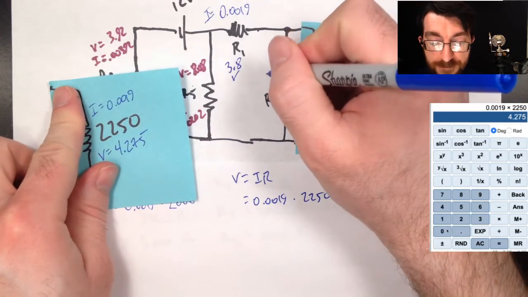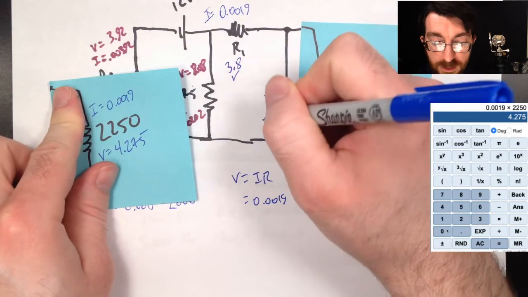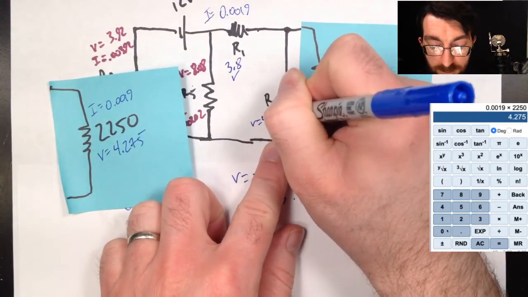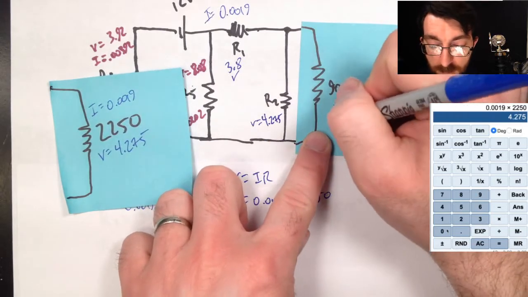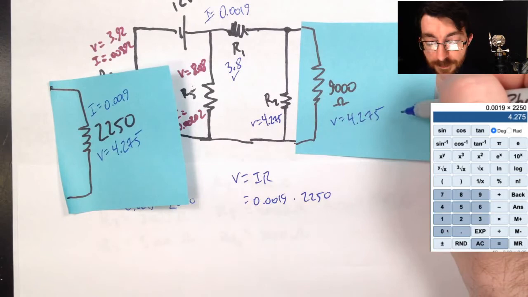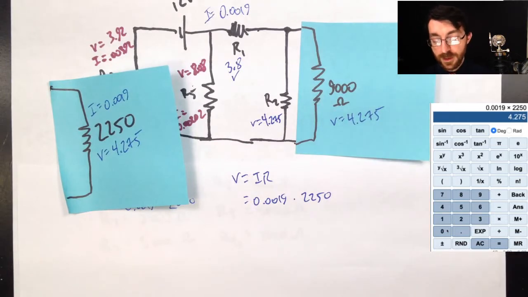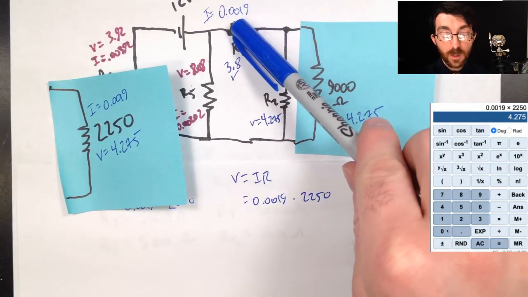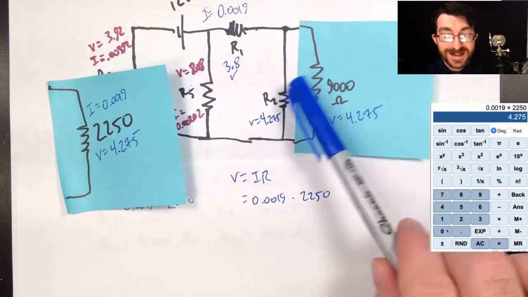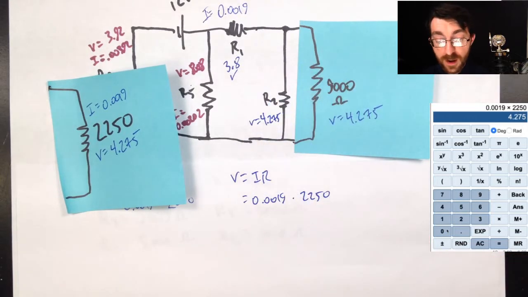So let me write that in. This is voltage equals 4.275. This one is voltage equals 4.275. What about their current, though? Okay, so there's two ways to solve this. One is, I know that it must be 0.0019 because that's what that is. So these two must add up to 0.0019.